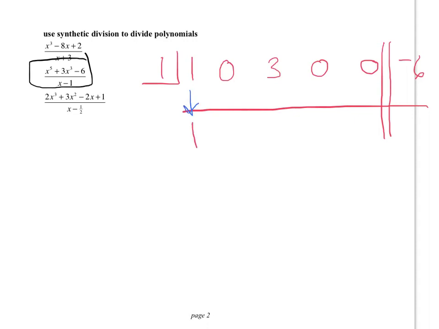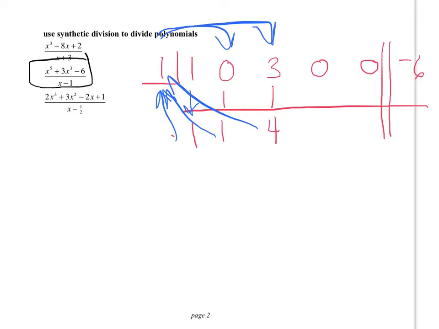The leading coefficient of the quotient is the same as the leading coefficient of the dividend. So now we take this 1, multiply it times that 1, and add that to the 0. 1 times 1 is 1, and we add 1 to 0 and get 1. Now we repeat that process. 1 times 1, and we add that to 3. 1 times 1 is 1, and when we add that to 3, we get 4.